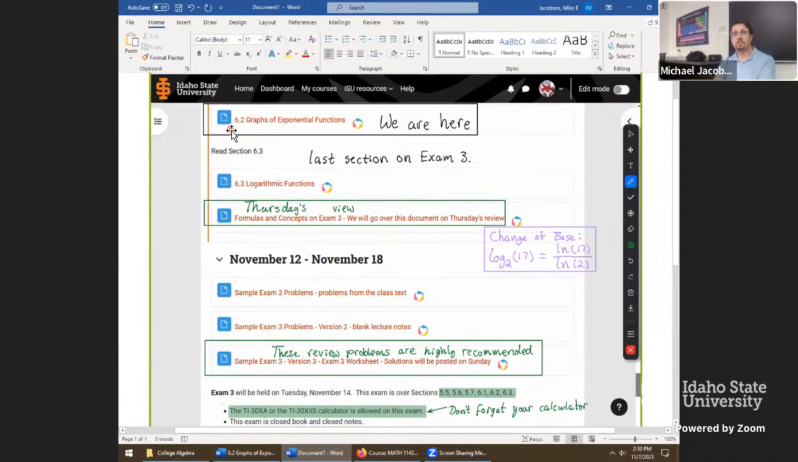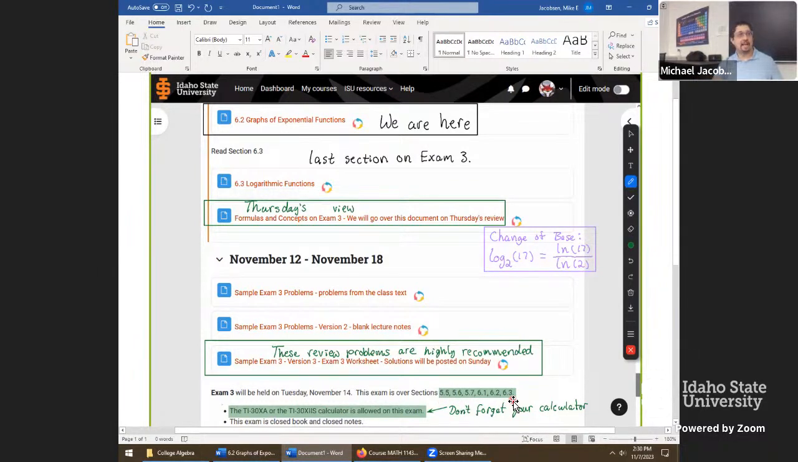We're going to be finishing off section 6.2 probably rather quickly. We'll spend the rest of our time looking at our definition of logarithmic functions and working with them initially. And that's going to be the last section, 6.3, that you could expect on our third and upcoming exam. So exam 3 is going to be next week. It starts off at section 5.5, goes all the way to section 6.3.